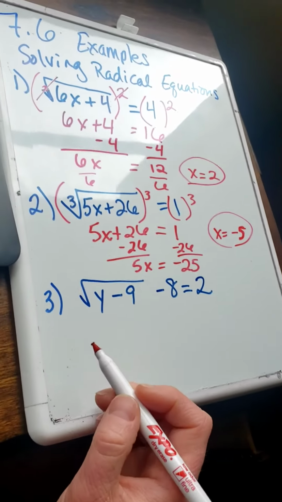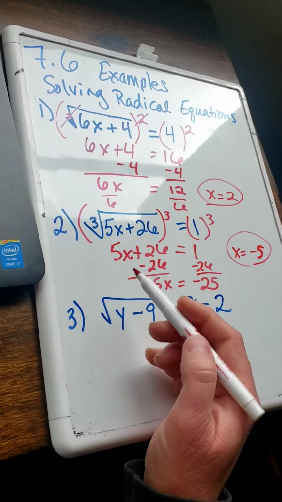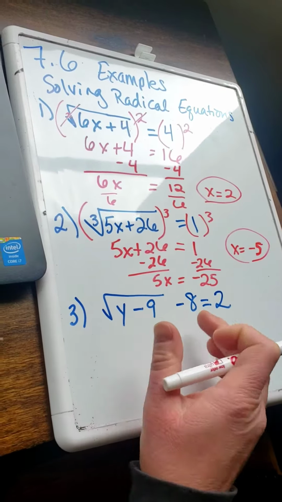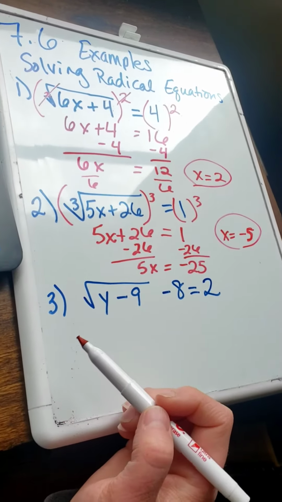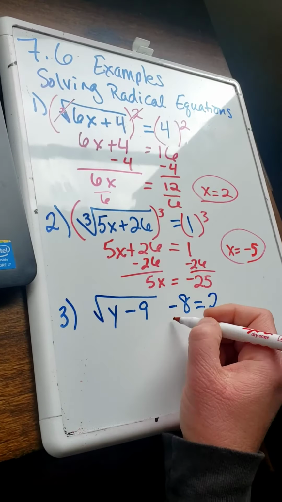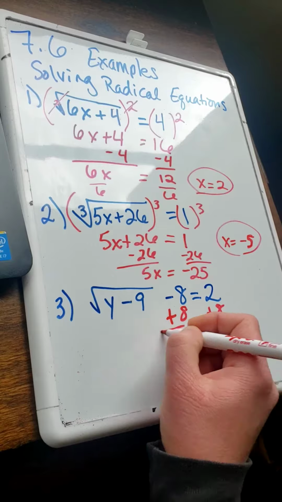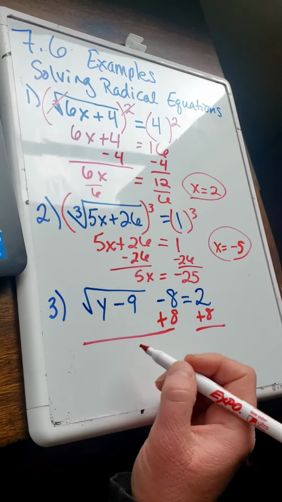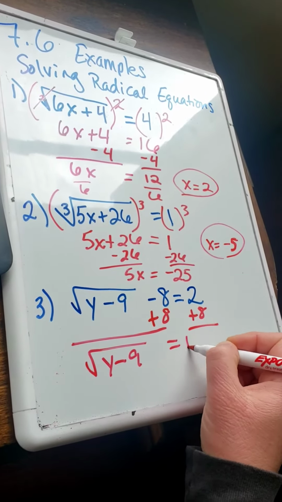Okay, and then the third one here, before we square everything, because if you square this side the way it is, this quantity of square root of y minus 9 minus 8, now you would have a binomial. So you'd actually be making more work for yourself if you square first. So what you want to do is actually add 8 first. It's like isolating the radical, kind of like how we isolate the variable that we're trying to find. So it leaves us with square root of y minus 9 equals 10.